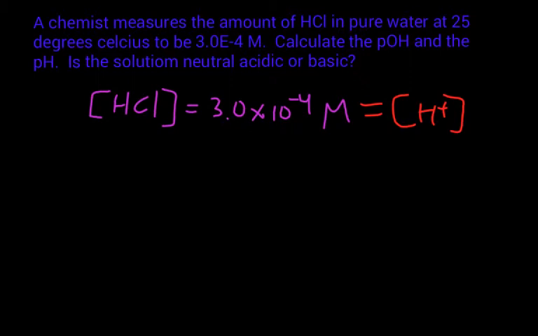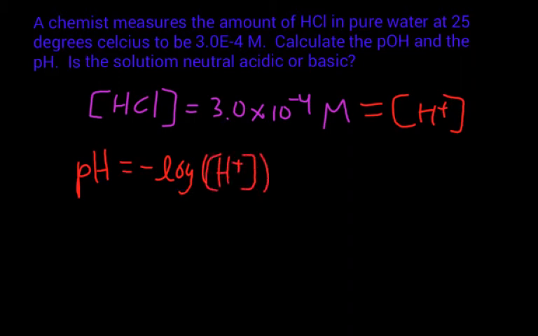So we can easily calculate the pH, because the pH is equal to the negative log of our H plus concentration. If we take the negative log of our H plus concentration, that's going to be equal to roughly 3.5.